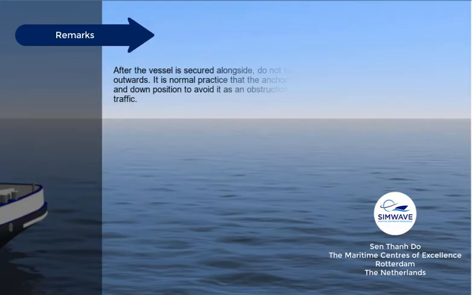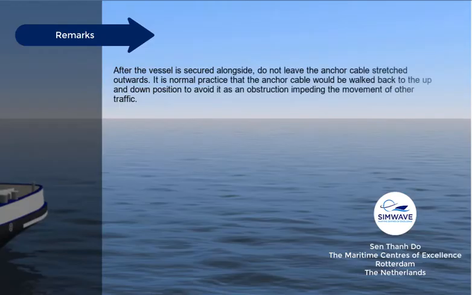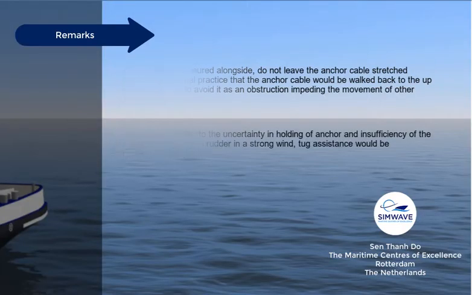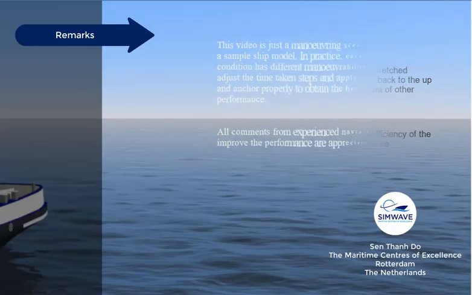After the vessel is secured alongside, do not leave the anchor cable stretched outwards. It is normal practice that the anchor cable would be walked back to the up and down position to avoid it being an obstruction impeding the movement of other traffic. To avoid the risks due to the uncertainty in holding of the anchor, or insufficiency of the transversal thrust of the rudder in a strong wind, tug assistance should be considered.